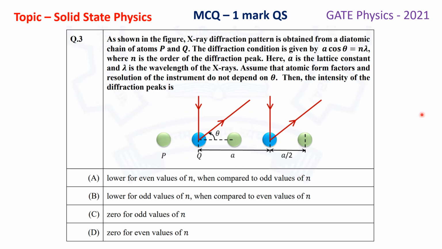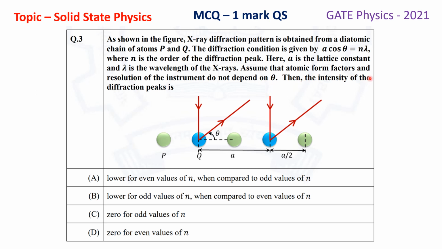This question was asked in the GATE physics paper 2021. This is a MCQ type 1 mark question and the question was asked from the topic solid state physics. The question is, as shown in the figure, X-ray diffraction pattern is obtained from a diatomic chain of atoms P and Q. The diffraction condition is given by a cos theta equals n lambda, where n is the order of the diffraction peak. Here, a is the lattice constant and lambda is the wavelength of the X-rays.